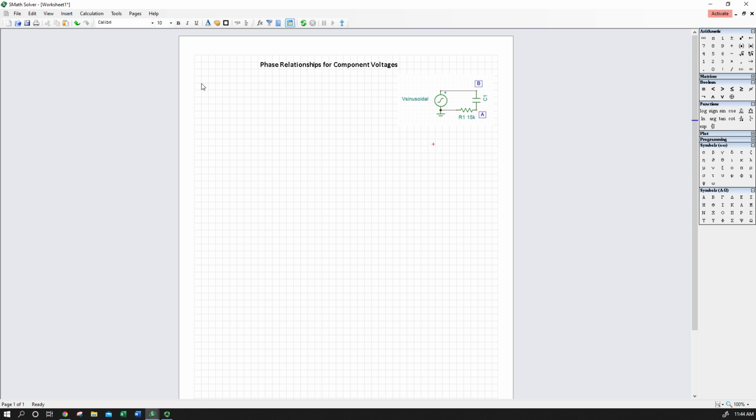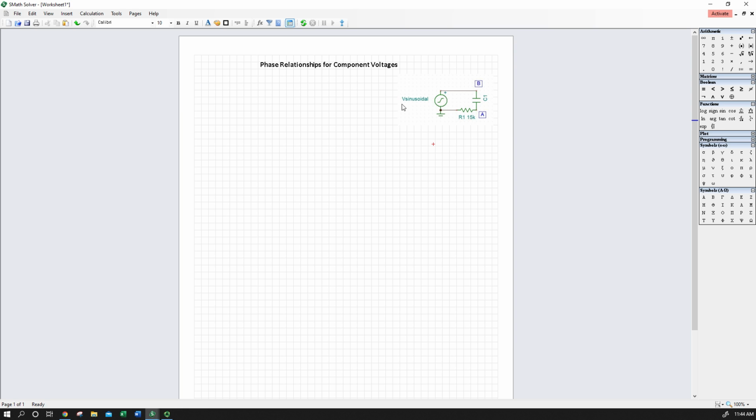I'm just going to step through this. There are some excellent tutorials on SMath. It is a free MathCAD. That's the type of program this is. It's free, downloadable, and there are great tutorials on it, but I'm just going to show you how to apply it for our purposes here in electronics.